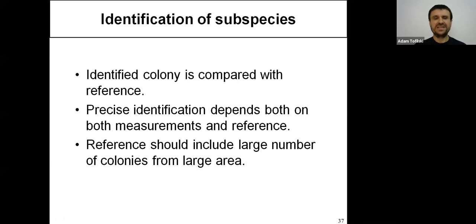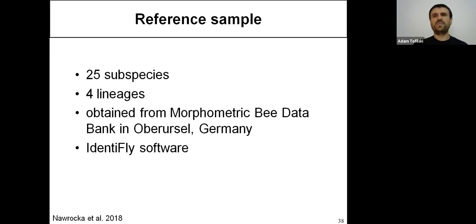And the reference is the group of bees, the colonies, which are used as an example for each of the subspecies. Normally you need to measure lots of wings from many subspecies, and then you have the references. The reference is good when there are many colonies from the whole range of the subspecies, not from a single location. For example, if you make such a reference for the United Kingdom, you should use colonies from Scotland, England and Wales. The reference sample which I use has 25 subspecies and four lineages, and was obtained from Oberursel, from the Morphometric Bee Data Bank.